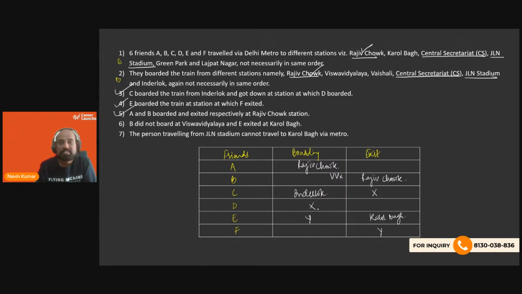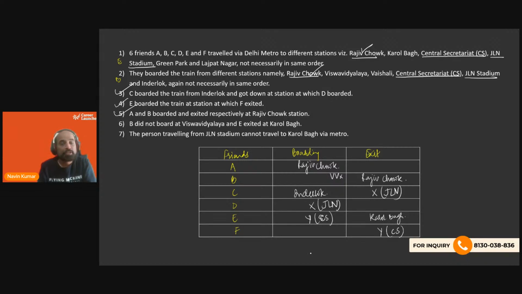Now, that means X and Y, one of them is Central Secretariat, another is JLN Stadium, right? But it says that the person traveling from JLN cannot travel to Karol Bagh. That means Y is not JLN, so Y has to be Central Secretariat. That means X has to be JLN Stadium.